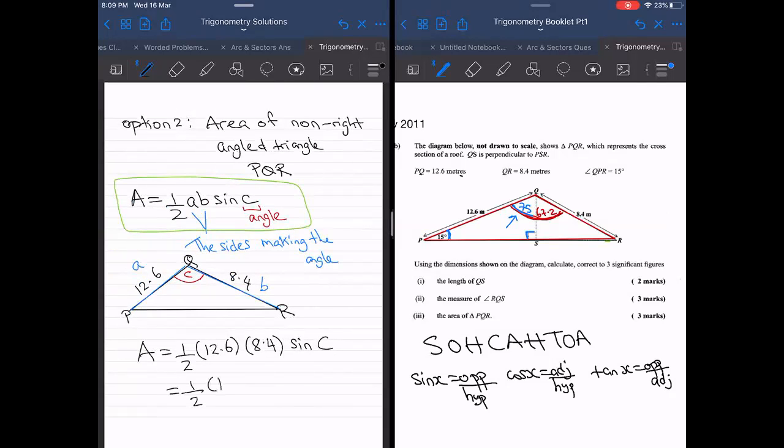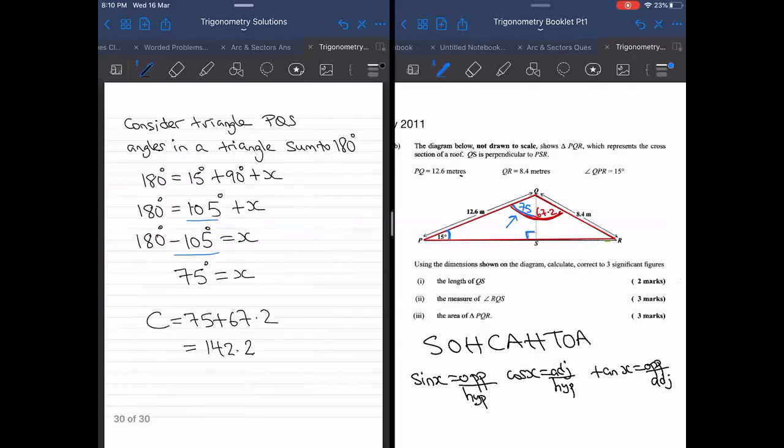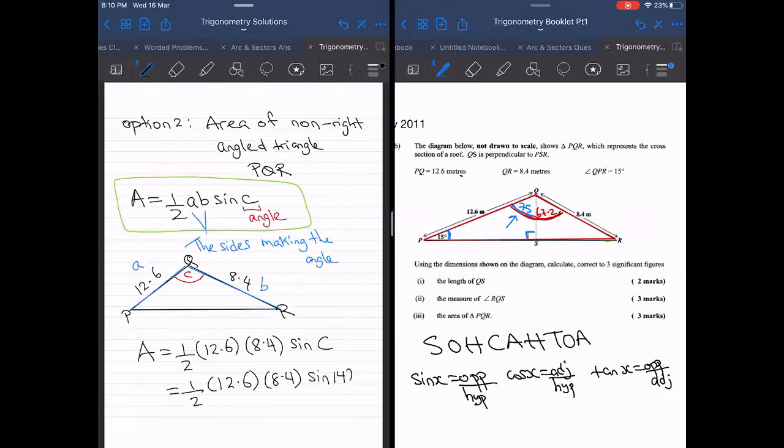All right, so this is going to be a half times 12.6 times 8.4 sine 142.2. So for the rest of you, when you put that in your calculator, you should be getting 32.4. Should be meters.